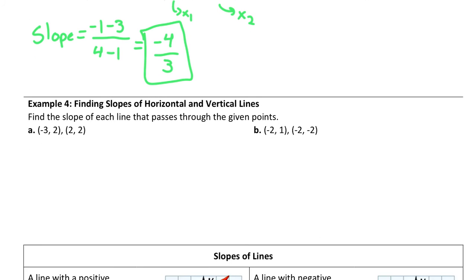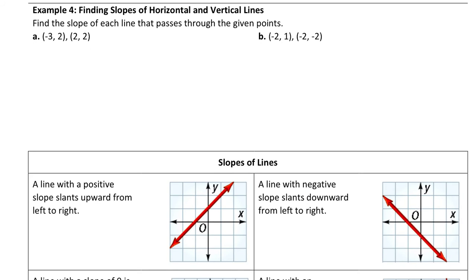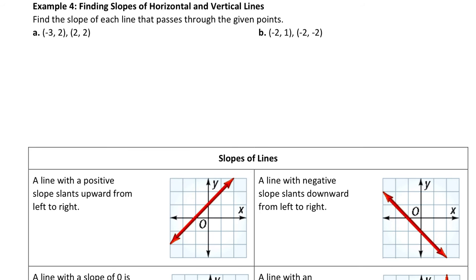In example 4, we're going to find the slopes of horizontal and vertical lines. We're going to use that slope formula again. So the slope of this line: y2 is 2, y1 is also 2, x2 is 2, x1 is negative 3, so 2 minus negative 3. This becomes 0 over 5, which is actually just 0.